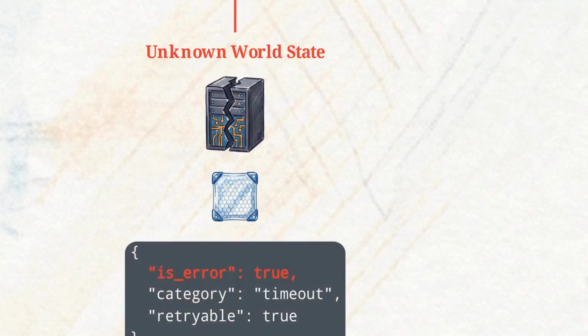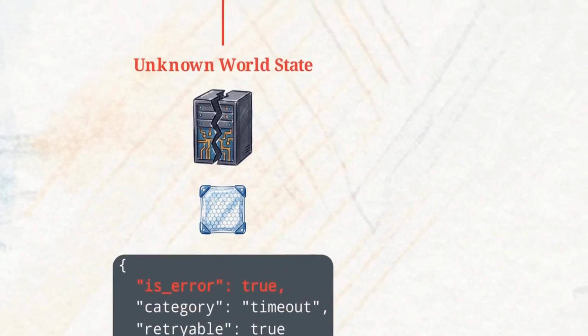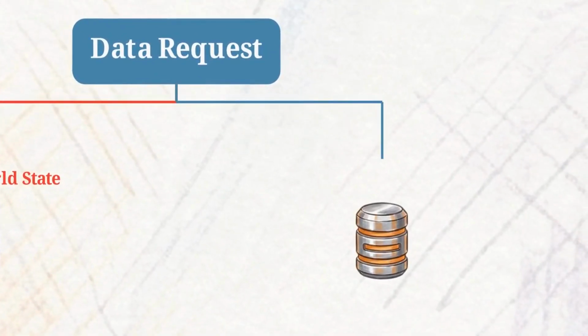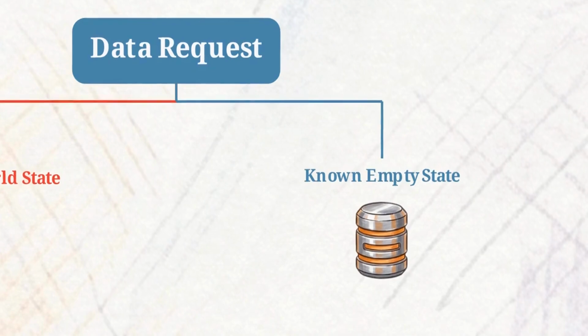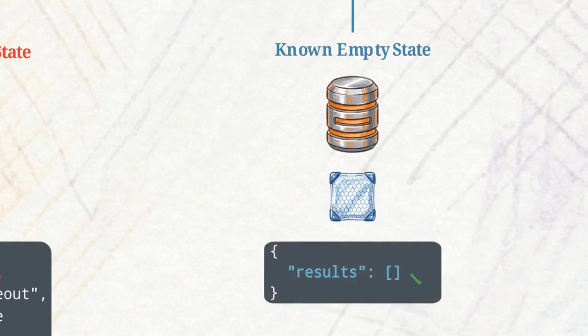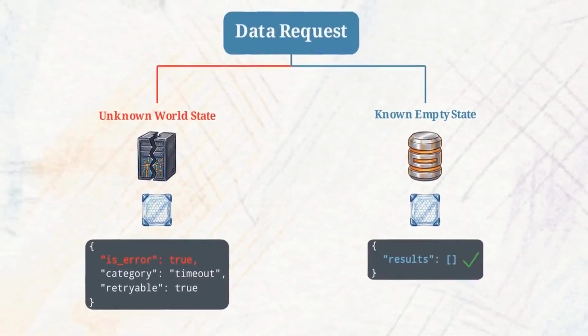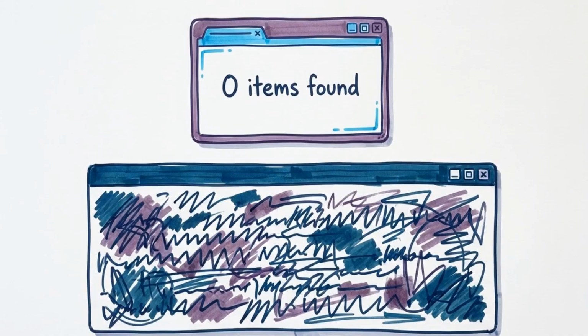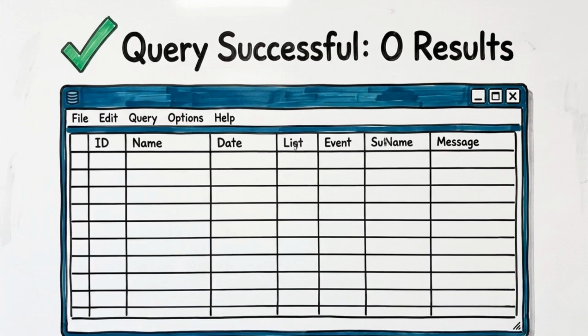Contrast that with the right branch. The execution succeeds, but it legitimately finds zero matching rows in the database. This is a known empty state. Because this is a trustworthy fact, this successful empty state must return an empty list without an error flag. Conflating an unknown world with an empty world is the exact mechanism that triggers irreversible hallucination. Separating these two states is the cheapest, most effective reliability fix in agent design.